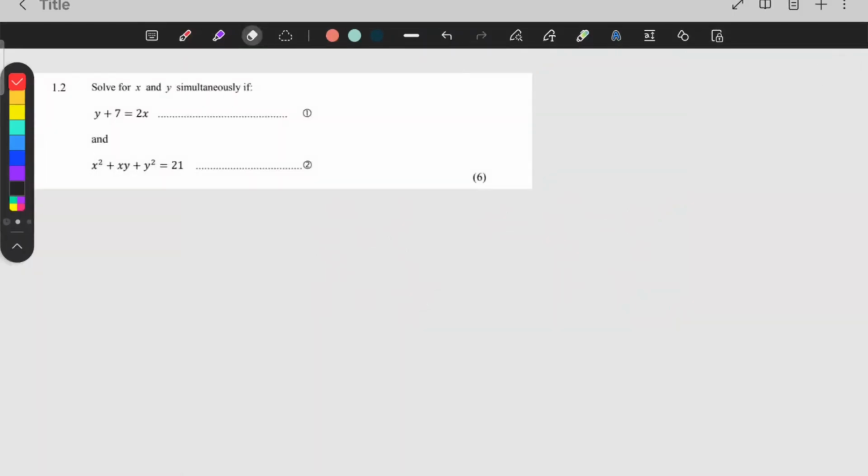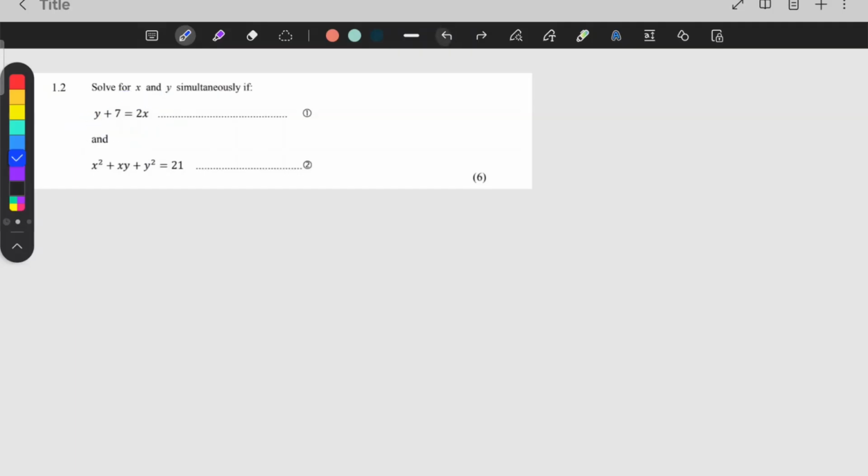Okay, our next question is 1.2, and it says solve for x and y simultaneously. So let's start. Here you have equation 1, there you have equation 2. So I'm going to start with equation 1 and make x or y my subject.